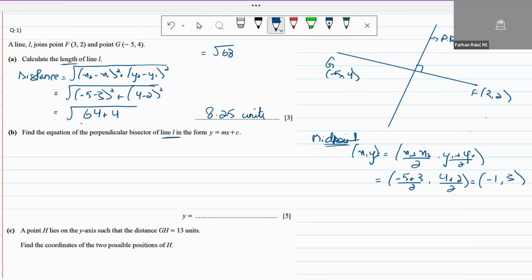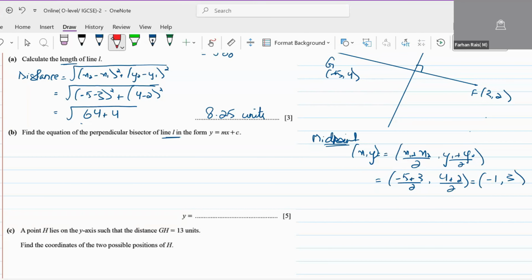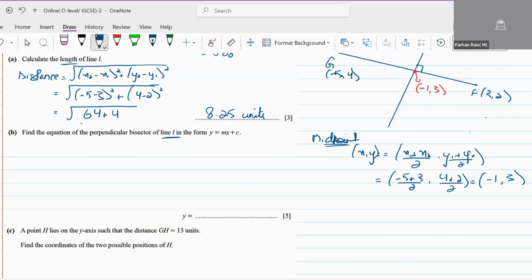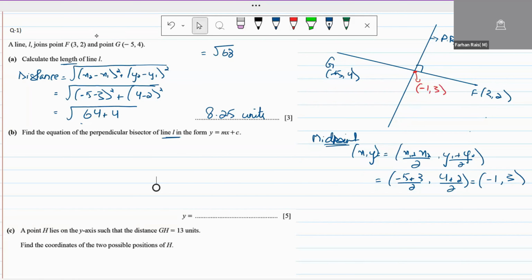So when I say midpoint, it's this point, which is (-1, 3). And this point is also a part of the perpendicular bisector. So we would be using this point (-1, 3) to find the equation of the perpendicular bisector. Next thing we need to know is the gradient of this line L.